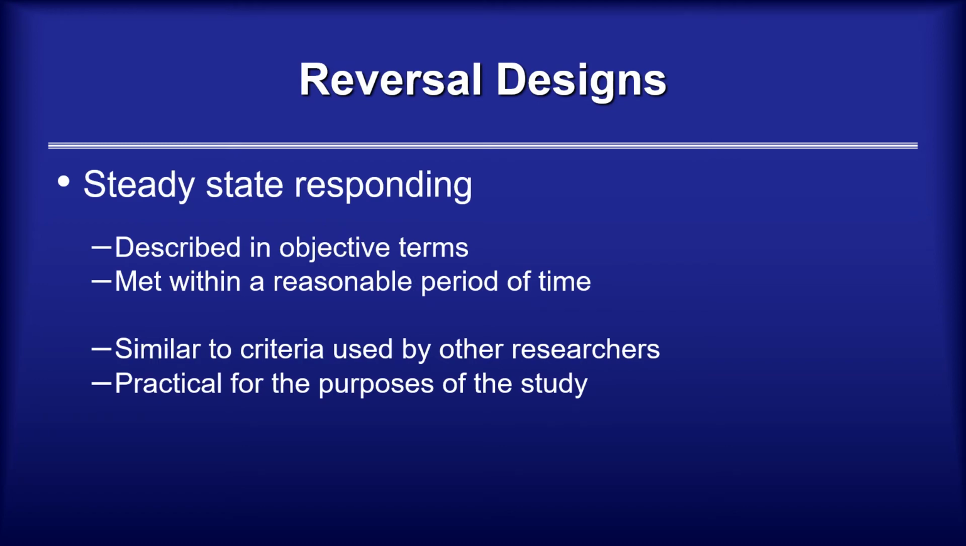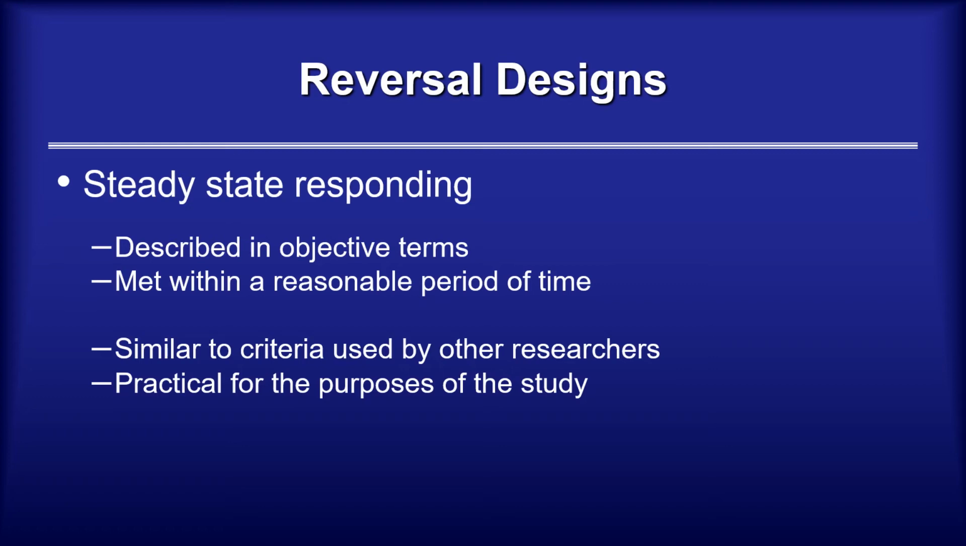When should you switch between phases? As a general rule, don't change conditions until responding is sufficiently stable over time. Stability is usually based on an experimenter's judgment, but it can be formally defined via steady-state criteria. For example, a number of sessions within a pre-specified range of the mean. These criteria must be described in objective terms and should include the limit that they're met within a reasonable period of time. Otherwise, we may simply have to accept that a behavior is very variable over time.